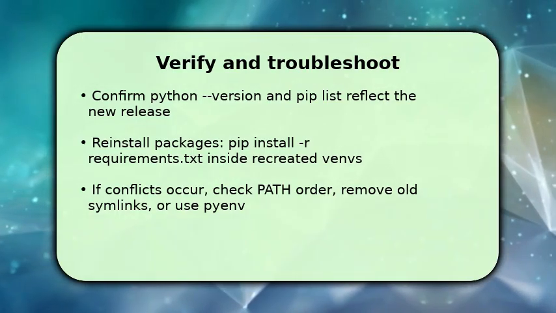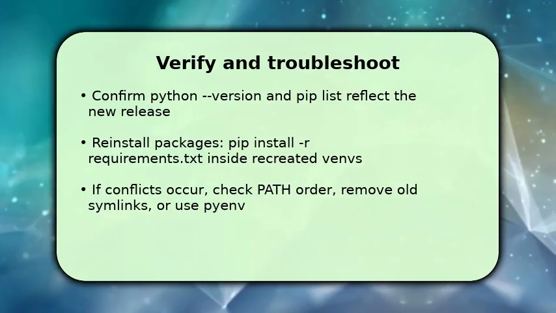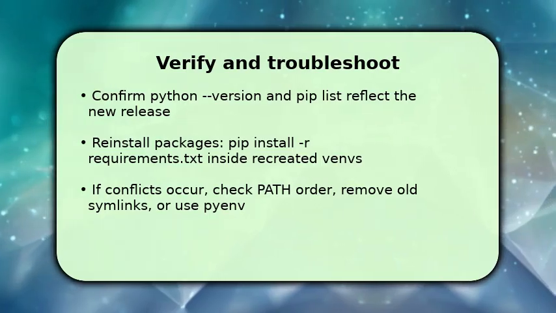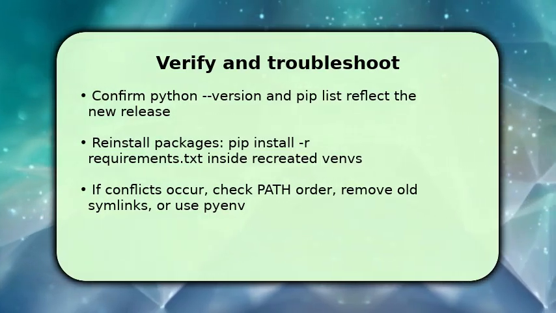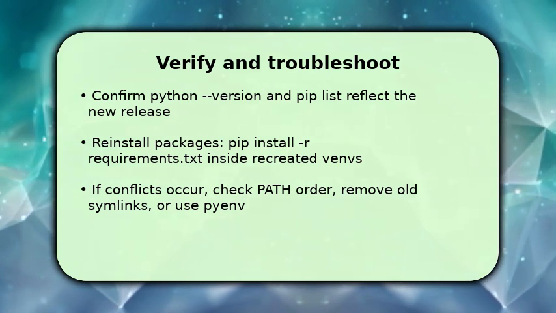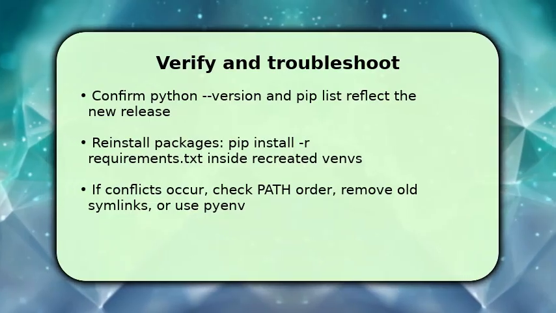If something breaks, first inspect PATH order and remove outdated symlinks that shadow the new binary. If persistent conflicts arise, consider using pyenv or the OS package manager to manage multiple versions. And finally, rerun tests to ensure stability.